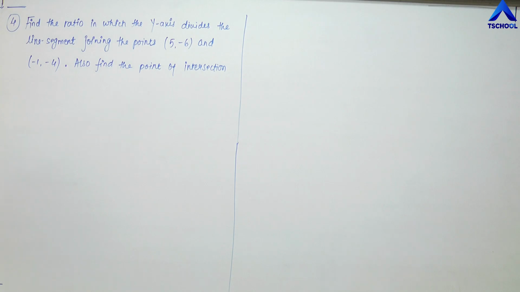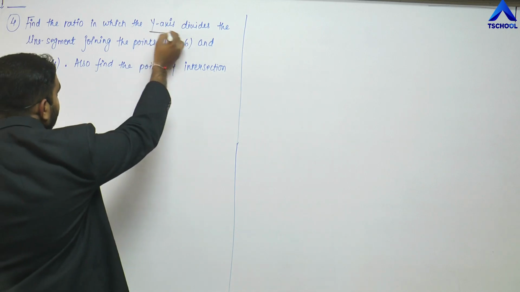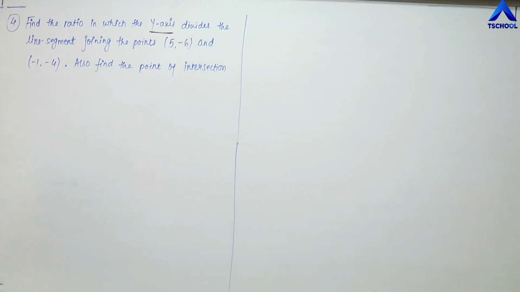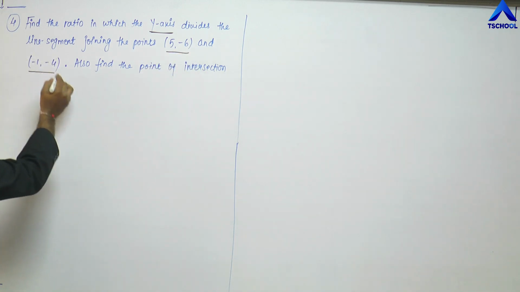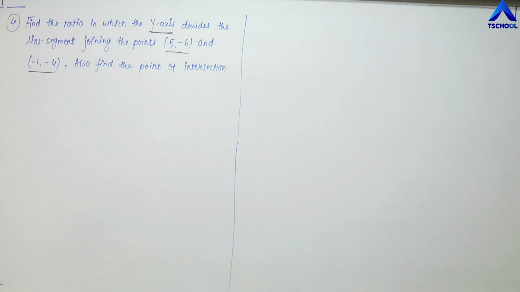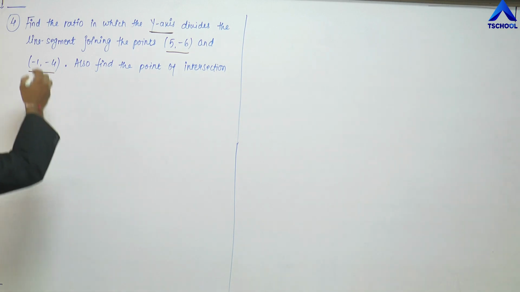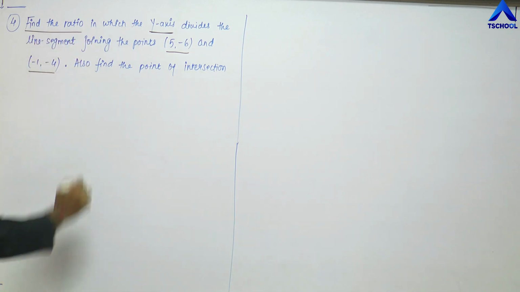I'm having a sum here, that is, find the ratio in which the y-axis divides the line segment joining the points (5, -6) and (-1, -4). Also find the point of intersection. So we need to find out the point of intersection, and also we need to find the ratio.